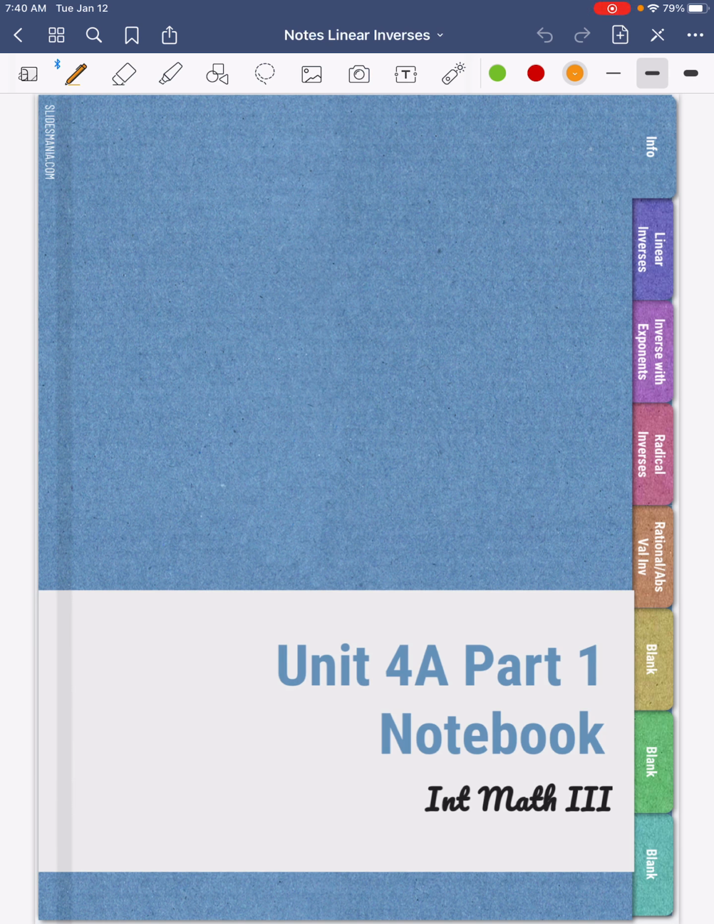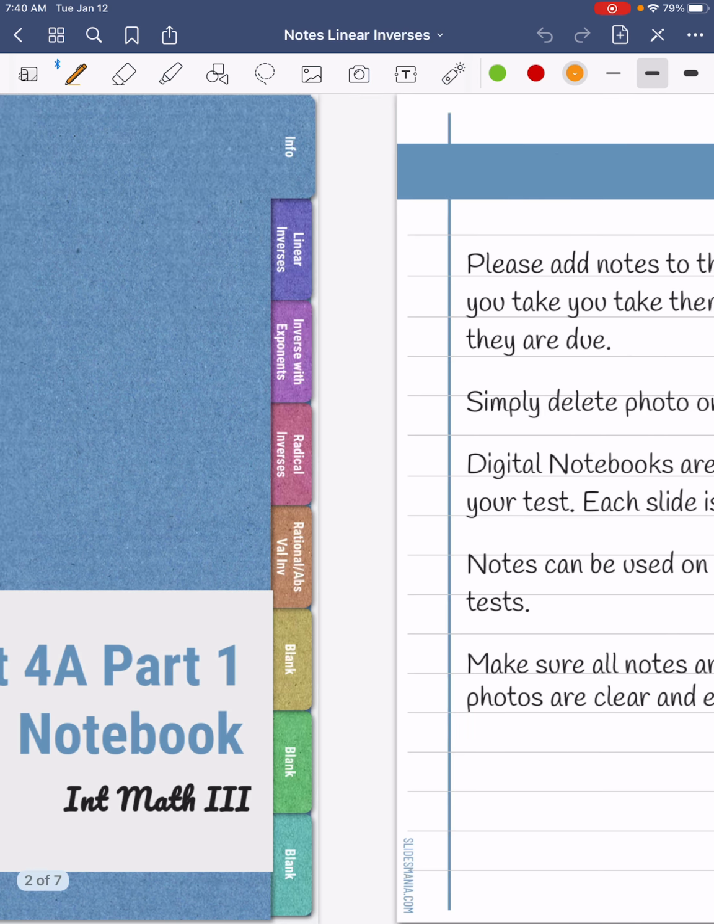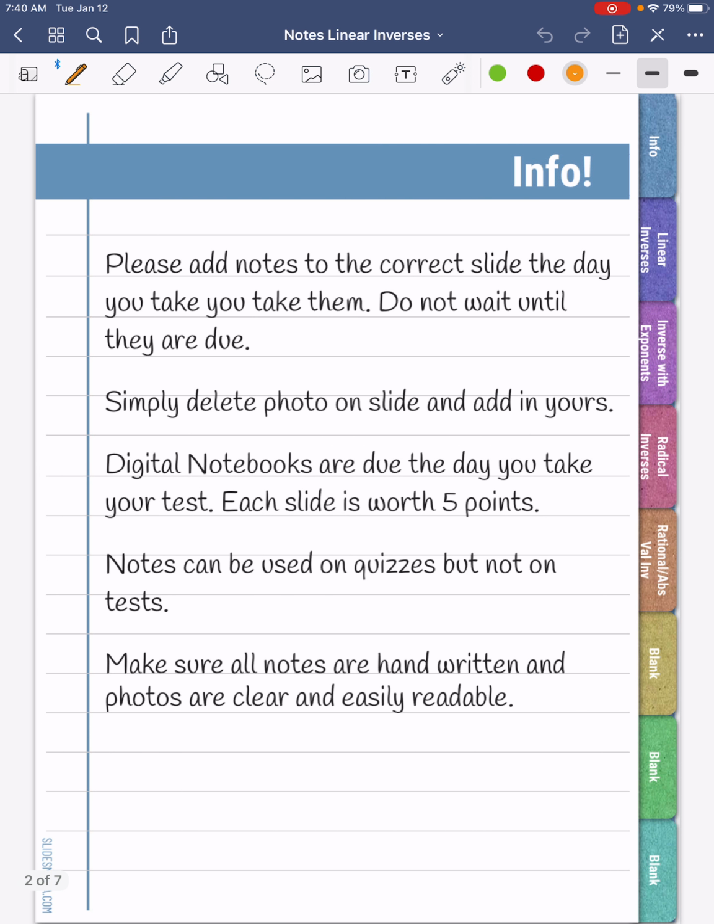Hey guys, this is our first set of notes for Unit 4A. This is technically a review from Integrated Math 2. So we got a new little digital notebook at the front. This gives you some reminders.